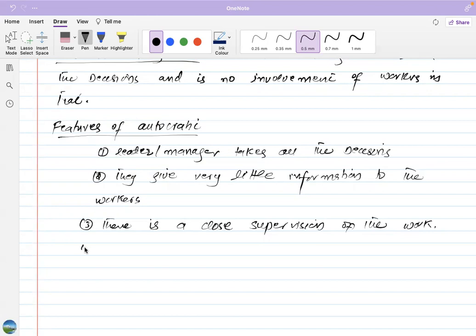In the autocratic style of leadership, one-way communication is used. One-way communication means there are always orders passing down to the juniors and there is no feedback that is taken from the juniors. One-way communication method is used.